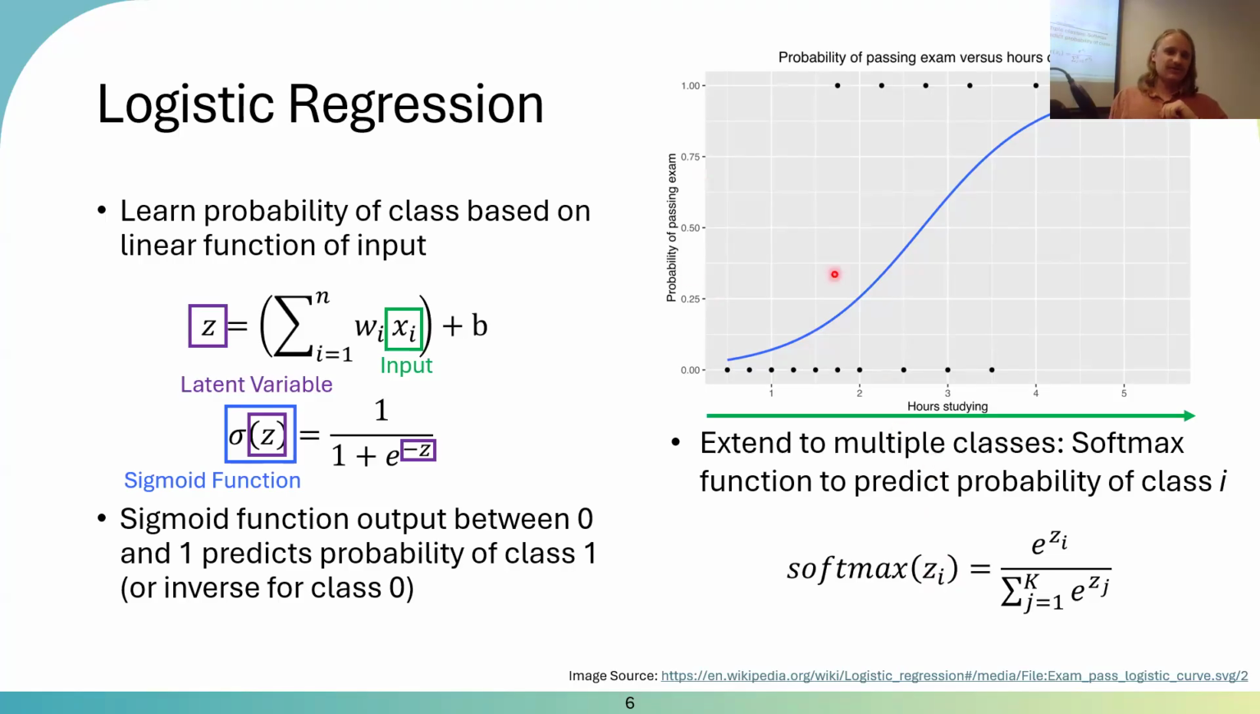So once again, a little bit confusing that logistic regression is not really for regression tasks, but it still is based on learning the associated W's and B's in this function here in order to develop this sigmoid function to predict those classifications.